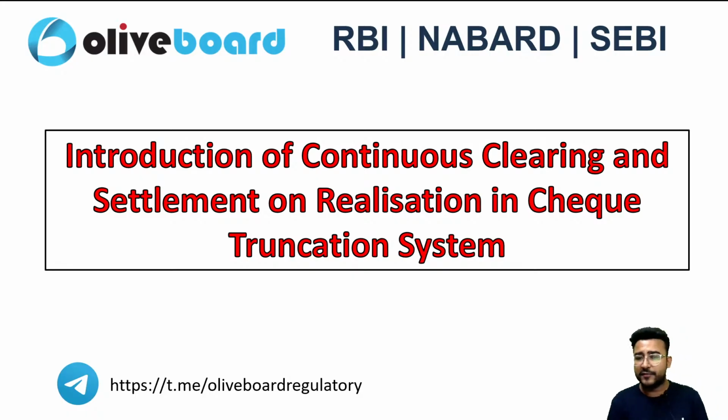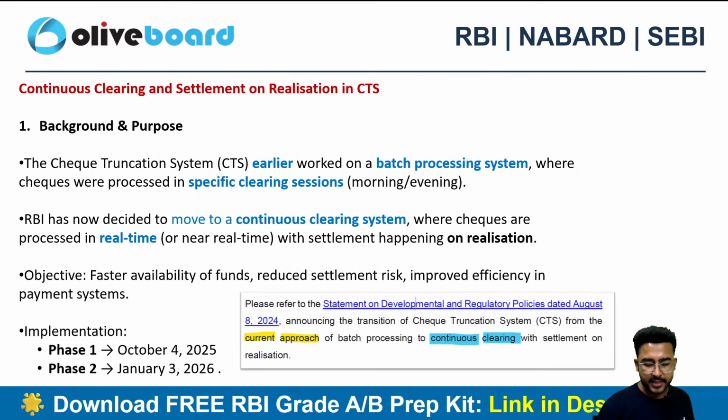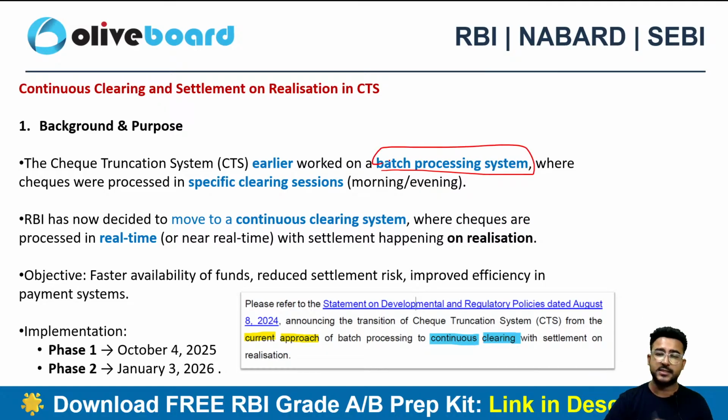Next is the introduction of continuous clearing and settlement on realization in the check truncation system. So what update is there in your check truncation system? A big update. Earlier we used to follow the batch processing system. Now we will be following the continuous clearing system.